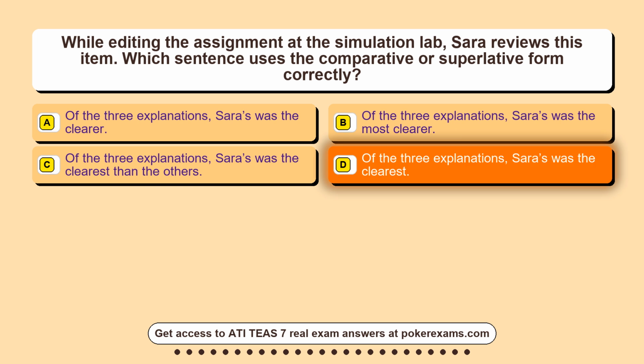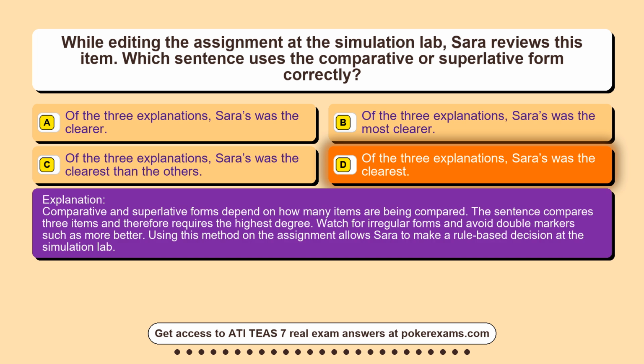The correct answer is option D. Of the three explanations, Sarah's was the clearest. Comparative and superlative forms depend on how many items are being compared. The sentence compares 3 items and therefore requires the highest degree. Watch for irregular forms and avoid double markers such as more better. Using this method on the assignment allows Sarah to make a rule-based decision at the simulation lab.